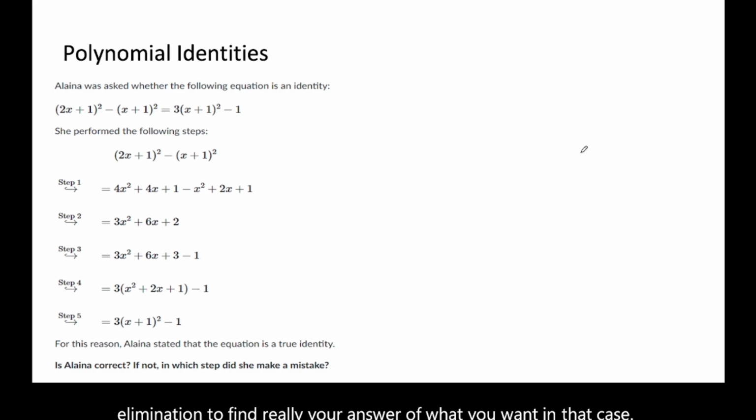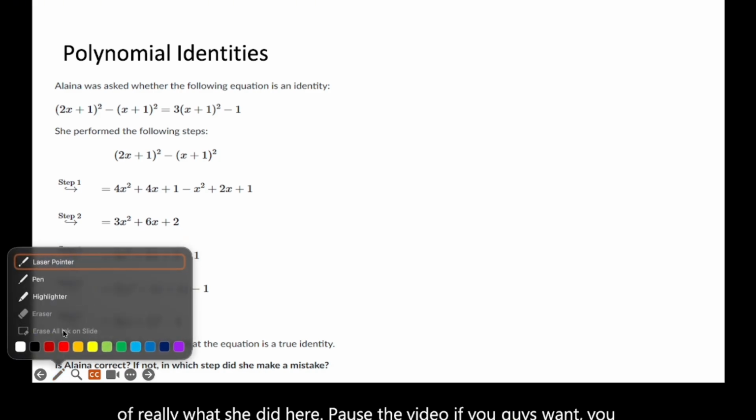Here's another polynomial identities equation. Elena was asked whether this equation is an identity. She performed the following steps for this. Can you state that the equation is a true identity? If not, which step did she make a mistake on? Let's take a look at the steps of what she did here first. Pause the video if you guys want. You can always do so.